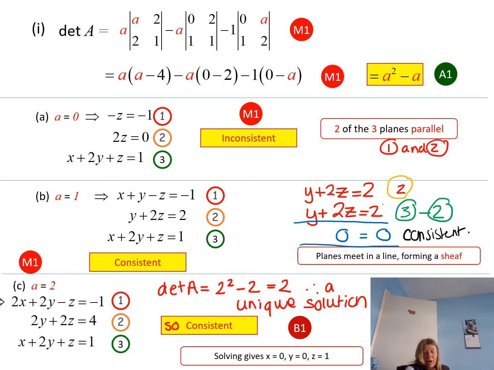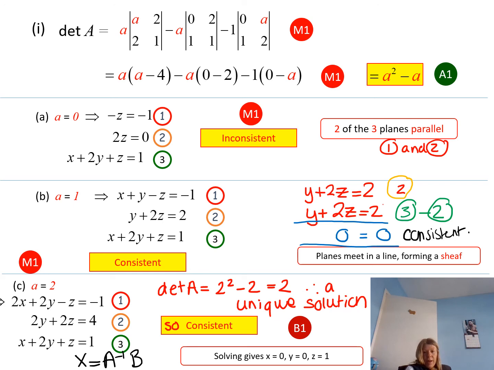And the last thing, when a was 2, then 2 squared minus 2 is not 0, in fact it's 2. So there's going to be a unique solution. So you can then do your x equals a inverse b on your calculator when you've put a and b in, and it leads you to these solutions, 0, 0, 1. Actually 0, 0, 1.